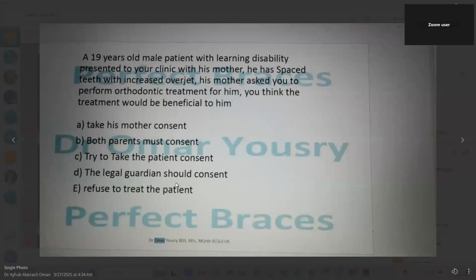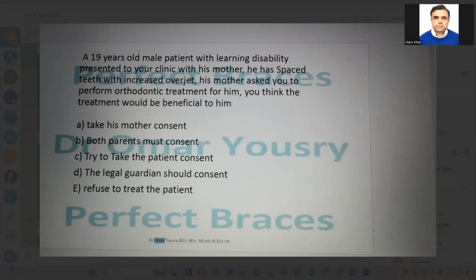Option A? A 19-year-old male patient with learning disability presents to your clinic with his mother. He has spaced teeth with increased overjet. His mother asked you to perform orthodontic treatment for him. You think that treatment would be beneficial for him.